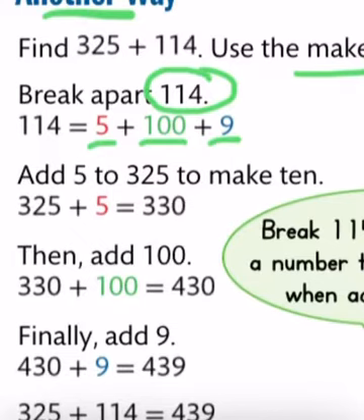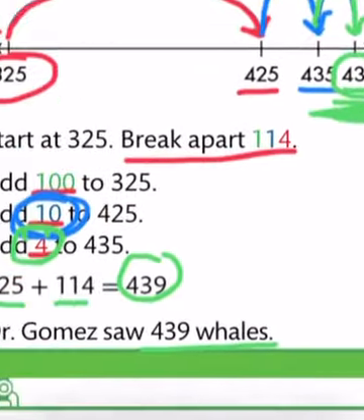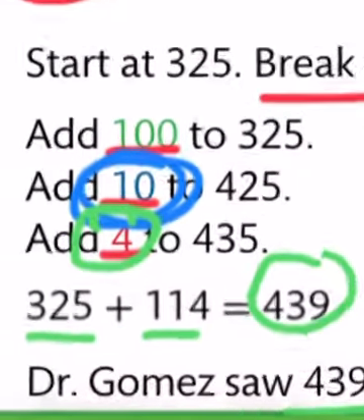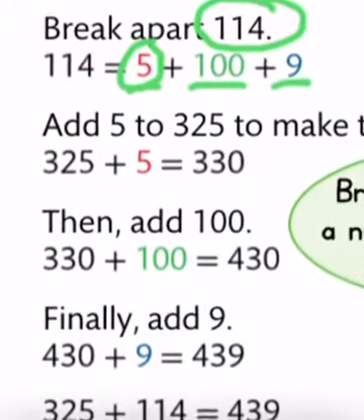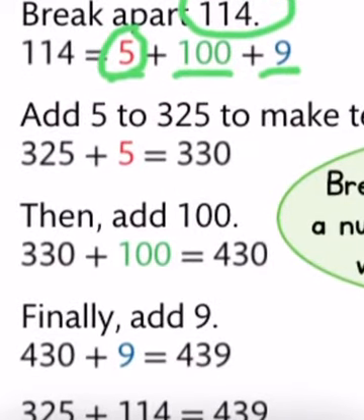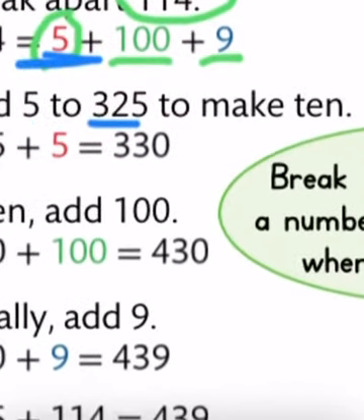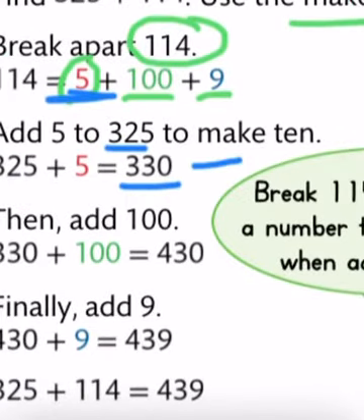5 plus 9 is 14. So 100 plus 5 plus 9, 114. And there's a reason they chose 5 instead of doing like they did over here with 10 and 4. They chose 5 for a different reason, and we'll see that right here. They're going to take that 5 and add it to 325 to make a 10 of 330. We know this is a 10 because this number right here ends with 10.